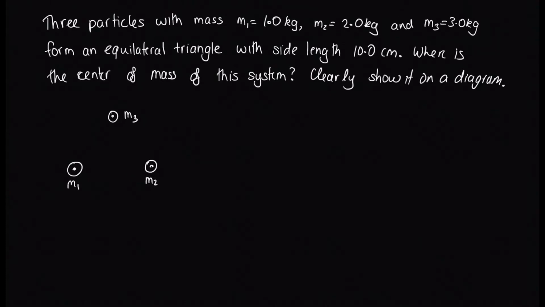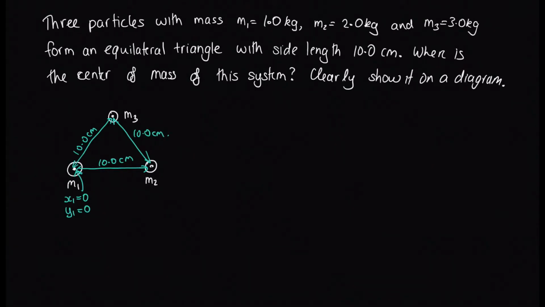So we can choose where our origin is. We're not told where we have to take the origin, but it'll be simple for us if we take the origin as the center of one of these particles. So let's take m1 as our origin. So we have x1 is equal to 0 and y1 is equal to 0, and the side lengths are 10 centimeters, and then this is 10 centimeters, and this one here is also 10 centimeters.